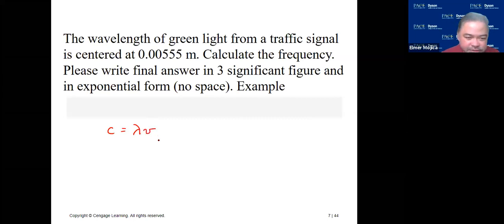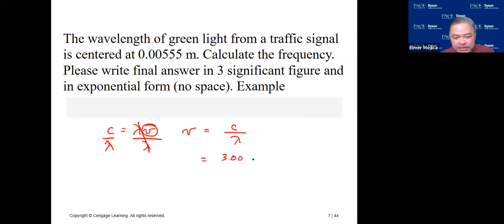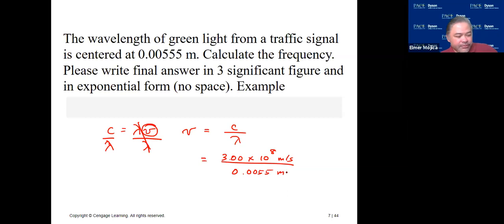So we have the speed of light equals the wavelength times the frequency. The one being asked is the frequency. If you put it on one side, you just divide both sides by the wavelength. So the frequency is equal to the speed of light divided by the wavelength. So this is 3.00 times 10 to the 8 meters per second divided by whatever is the given value that you have there.